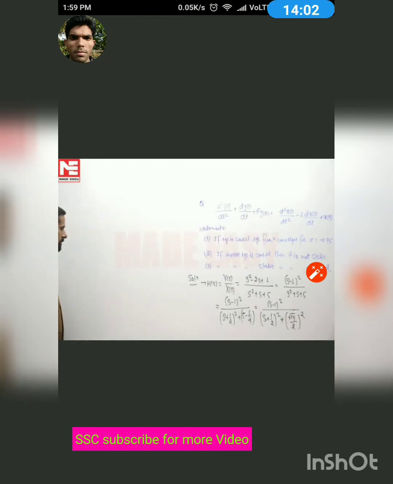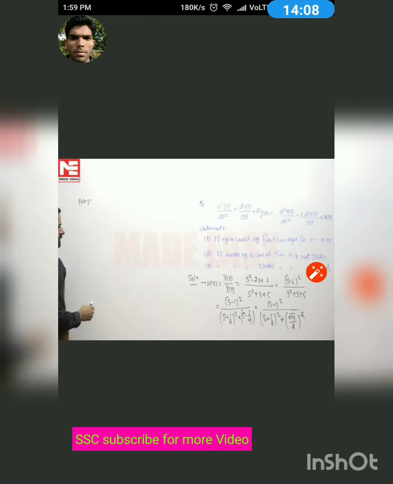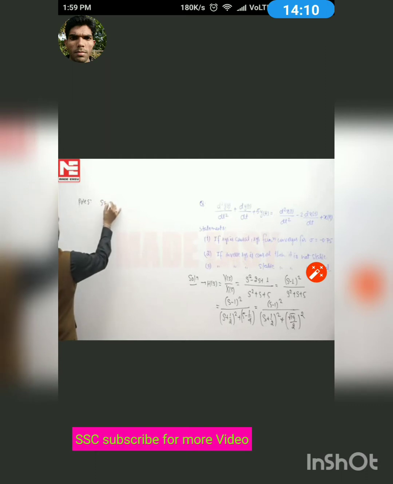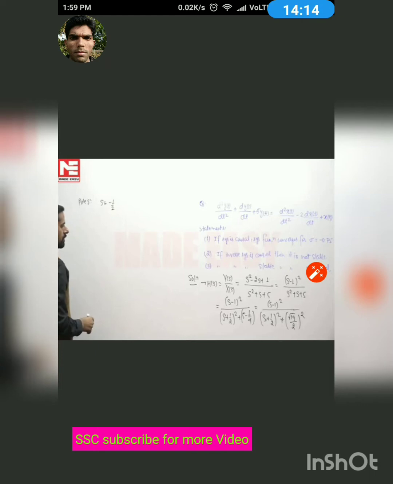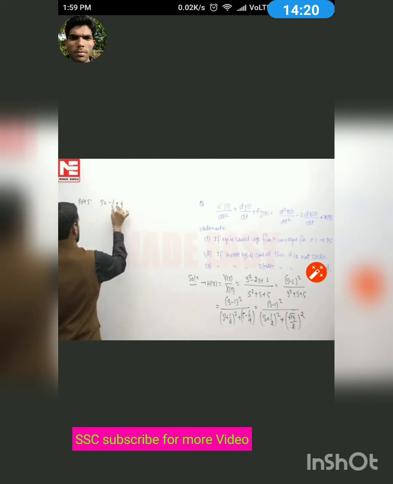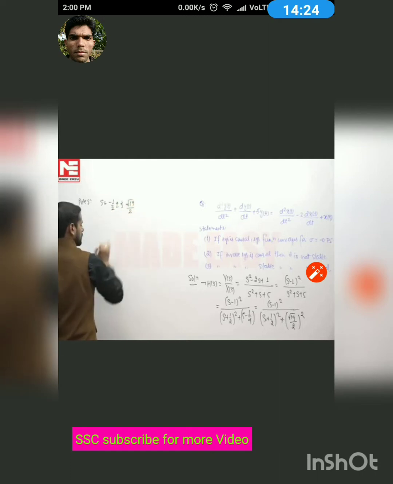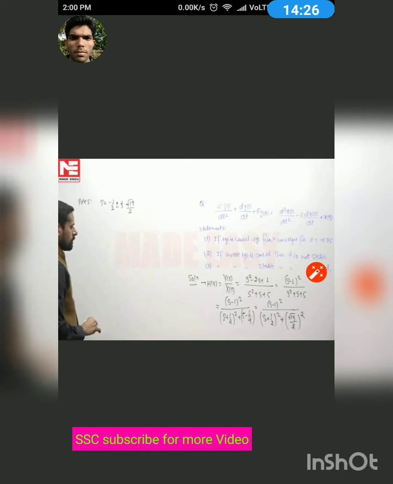Now we have to calculate pole locations here. If we check the pole locations for the given system, they will be equal to minus 1 by 2 plus minus j into root 19 by 2. Okay, root 19 by 2.